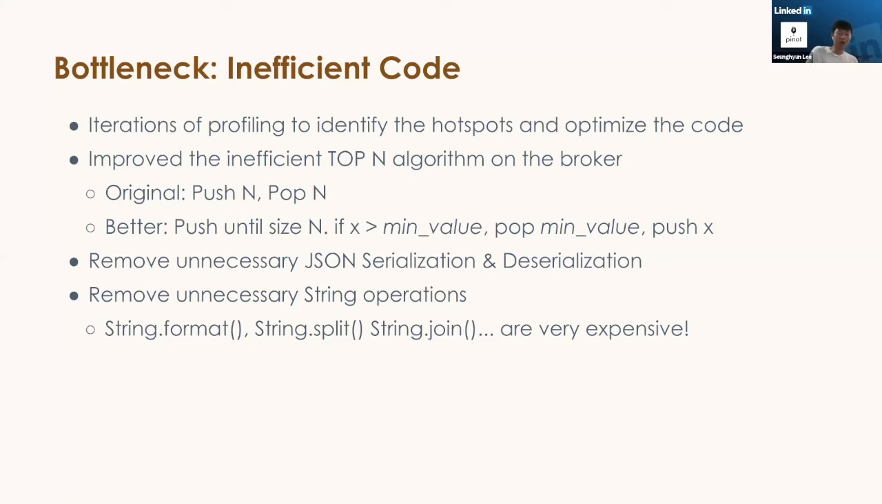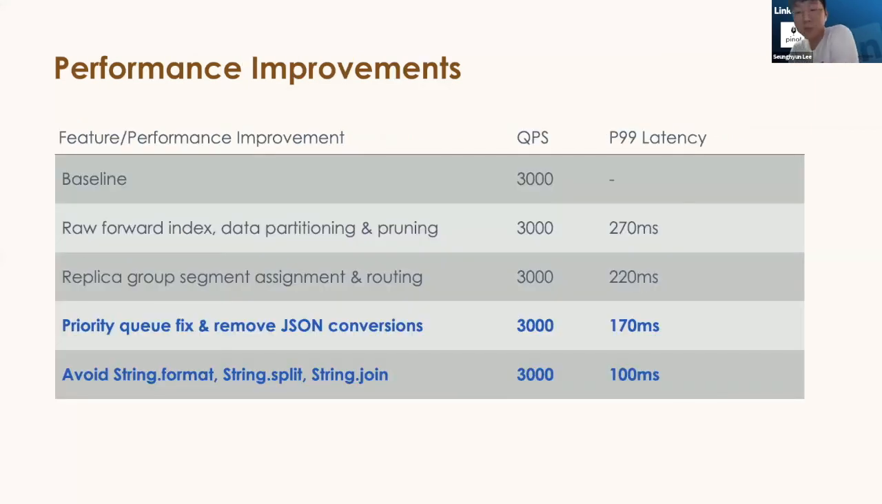Another interesting fact that we found was that string operations were very expensive. So we removed all the unnecessary JSON serialization and deserialization processes. We also removed unnecessary string conversions, such as string.format, string.split, and string.join. Surprisingly, this profiling and fixing of hotspots provided a great performance boost. We were able to cut about 120 milliseconds for 99 percentile latency, and at this point, we were very close to satisfying the SLA.